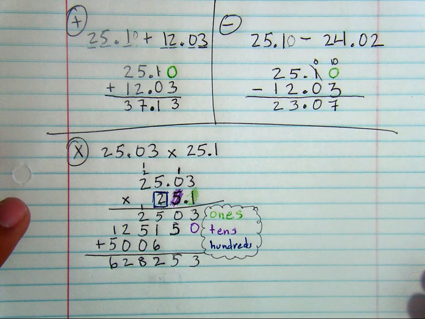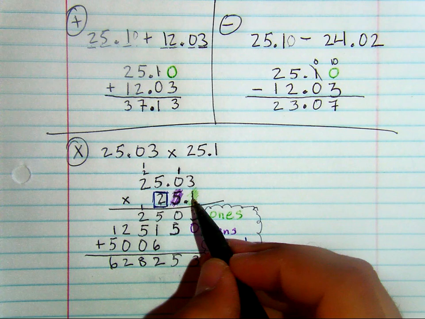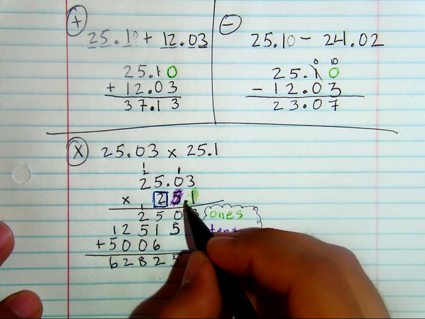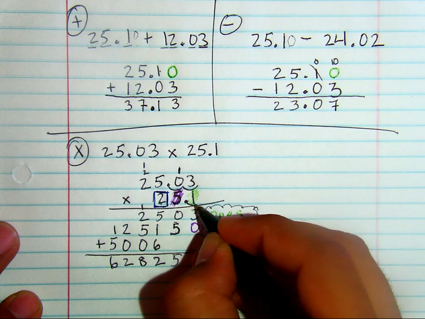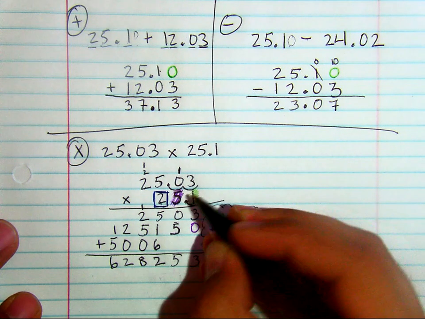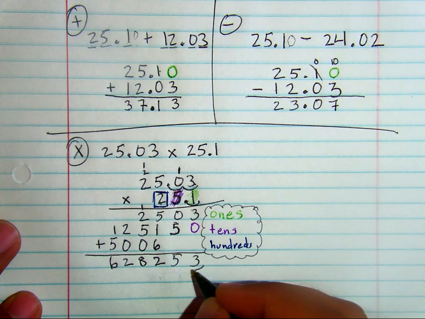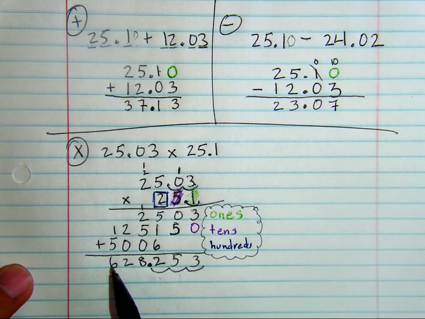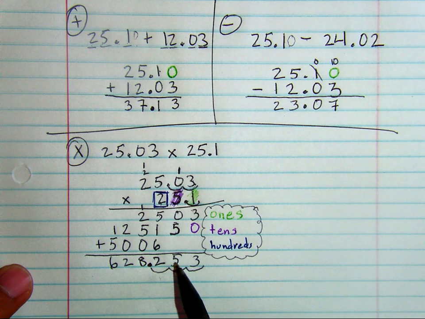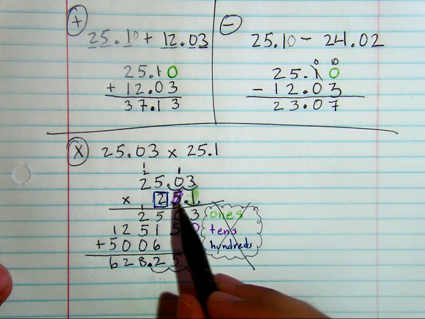But just like we've learned how to multiply in 3rd grade and in 4th grade, in 5th grade with decimals, all I'm really considering is how many decimal places are we multiplying? In this case, there are 3. 1, 2, 3. And so we place our decimal 1, 2, 3 places over. And our answer is 628.253.